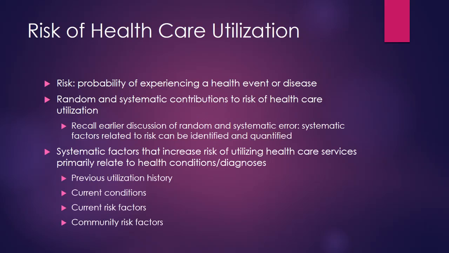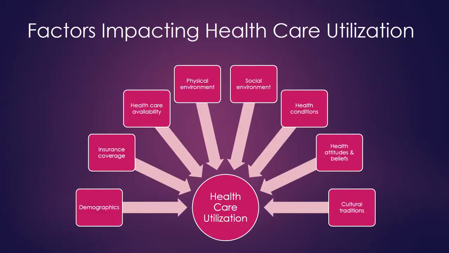And when we're thinking about healthcare utilization, systematic factors that relate to healthcare utilization generally relate to people's health conditions and diagnoses, but they also relate to their previous utilization history. And then, as we said, the current conditions and current risk factors play a role, along with community risk factors. So if you were to make a diagram of all of the factors that could impact someone's likelihood or risk of using healthcare services, here's an example.